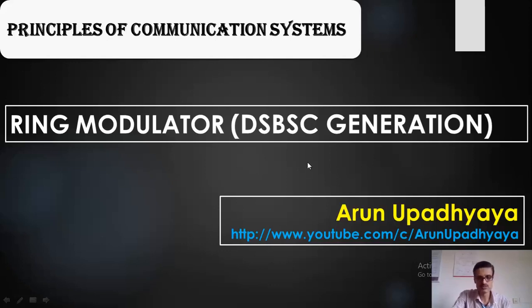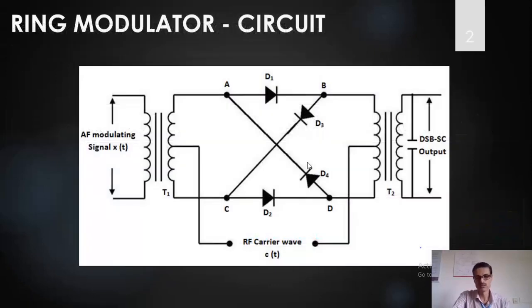Now how exactly it works you will understand by using this circuit diagram. In this circuit diagram we are giving two signals. For any modulator, of course, we have to apply two signals. One is the message signal or modulating signal, and the other one is the carrier signal. Here, this RF carrier wave is applied through the center tap portion of the transformers T1 and T2. And this audio frequency or modulating signal, say x(t) or m(t), whatever notation you want to use, is applied through transformer T1 into the circuit.